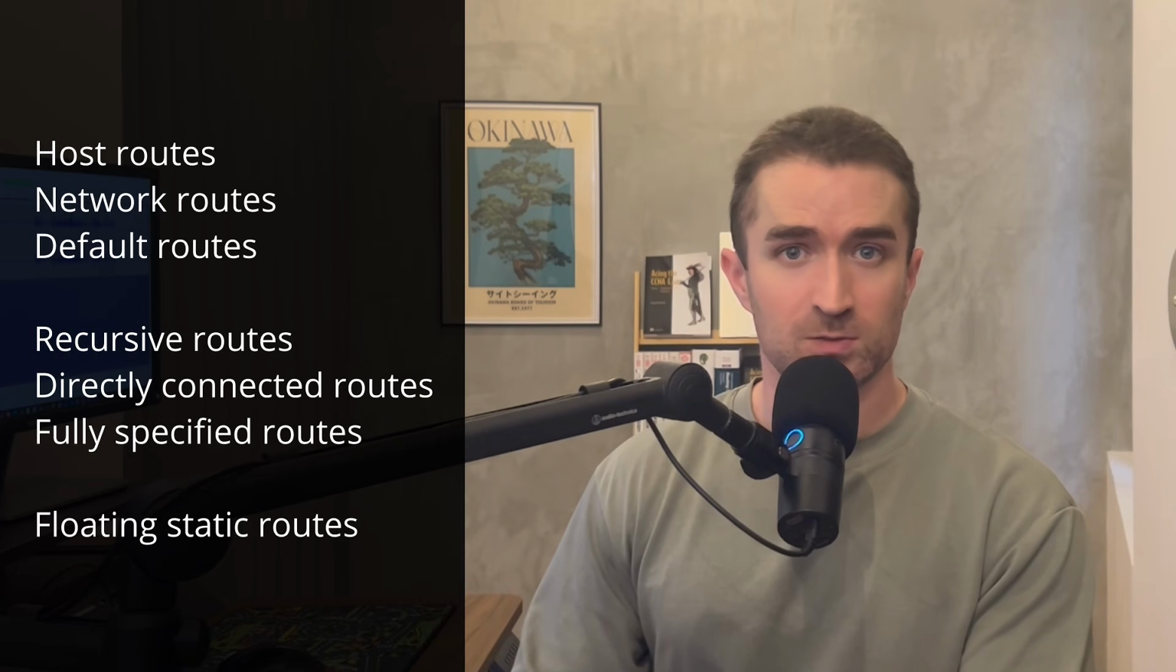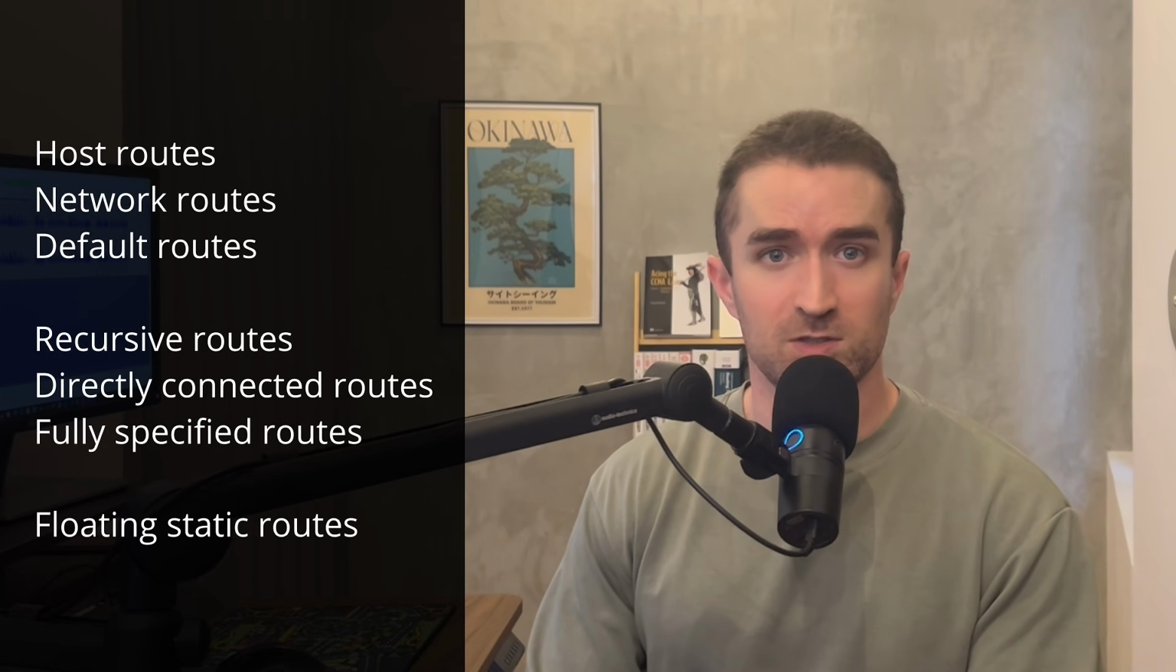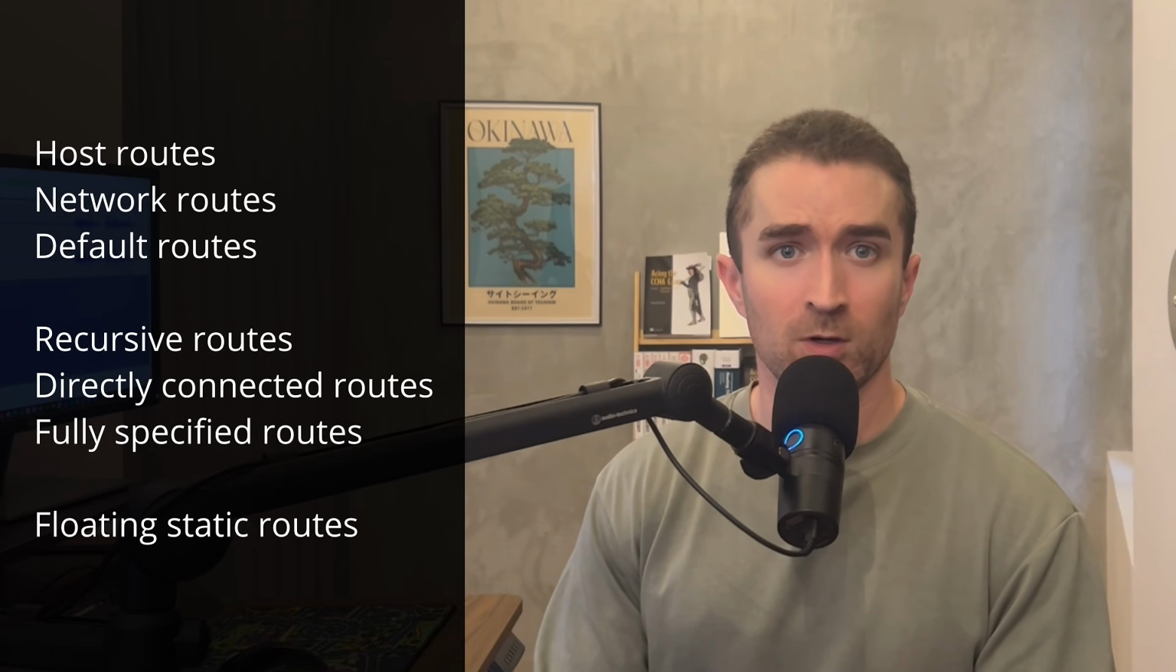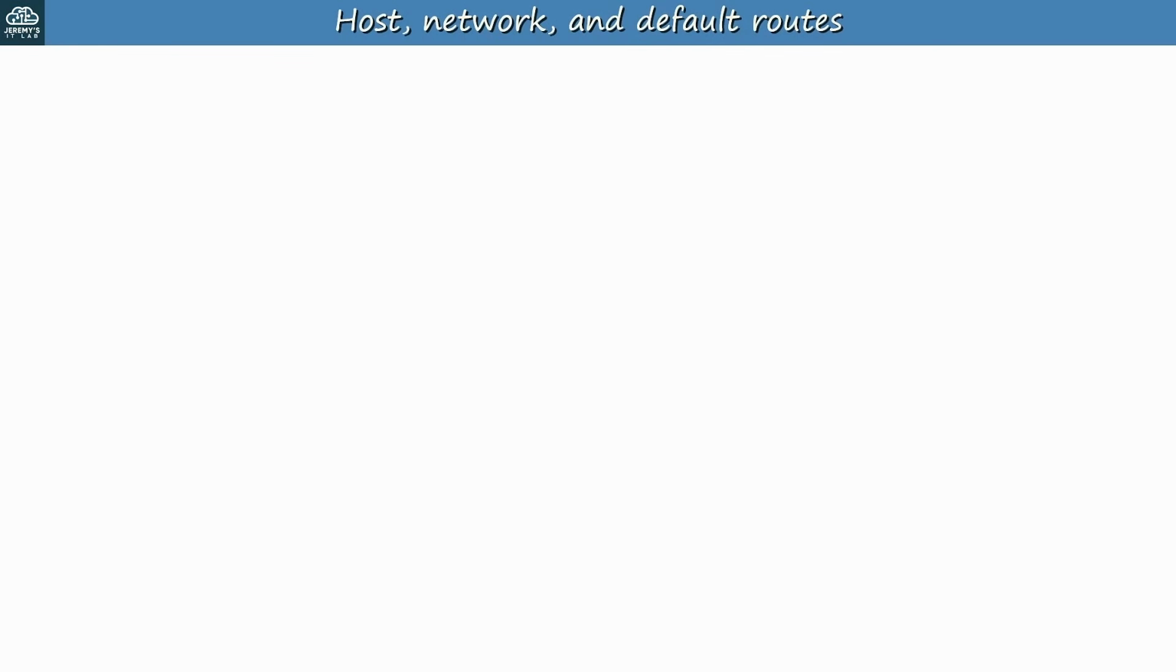Here's what we'll cover. We're going to focus on configuring the various types of static routes. There are host, network, and default routes, categorized based on their destination. Then there are recursive, directly connected, and fully specified routes, categorized based on their next hop. And we'll also review floating static routes. We'll cover how to configure all of these route types in both IPv4 and IPv6. Let's get started. Let's begin by reviewing host, network, and default routes.